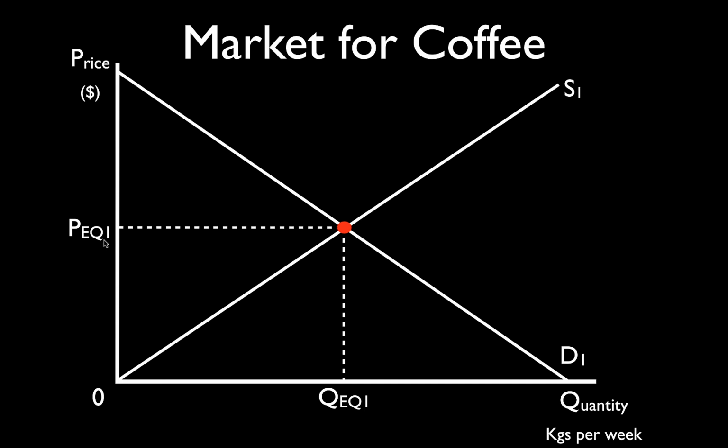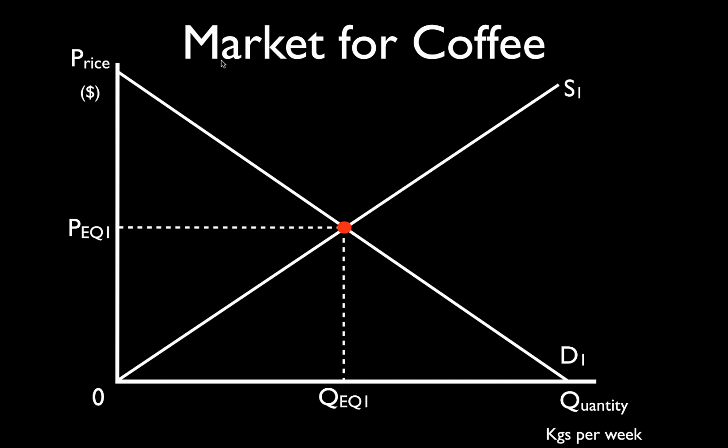PEQ. Price, equilibrium price, 1. Make sure you always put a number there, okay? Because it can and will change, and we're going to have to draw diagrams about how it changes. And QEQ1, it's the equilibrium quantity, where quantity demanded equals quantity supplied, and there's no tendency for price to change, and that's the first one.